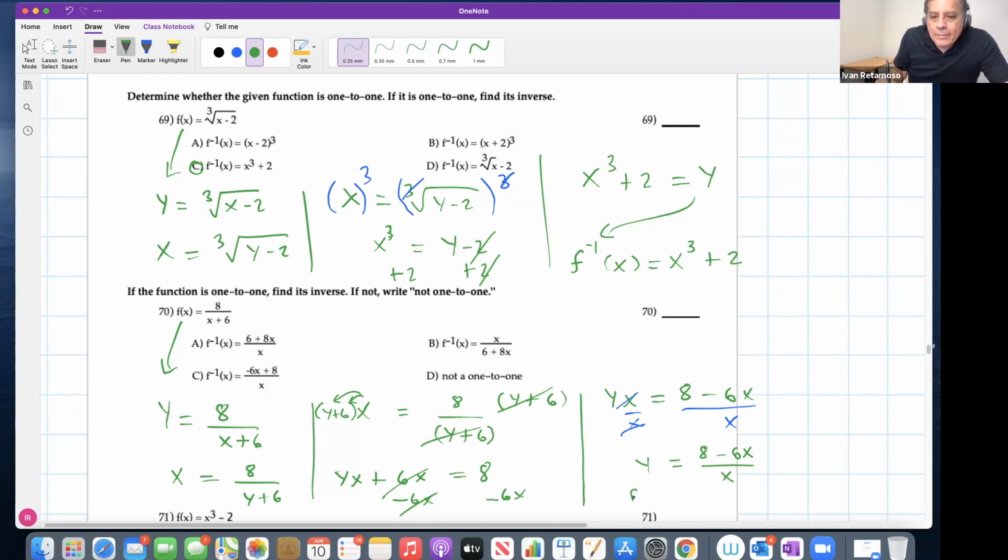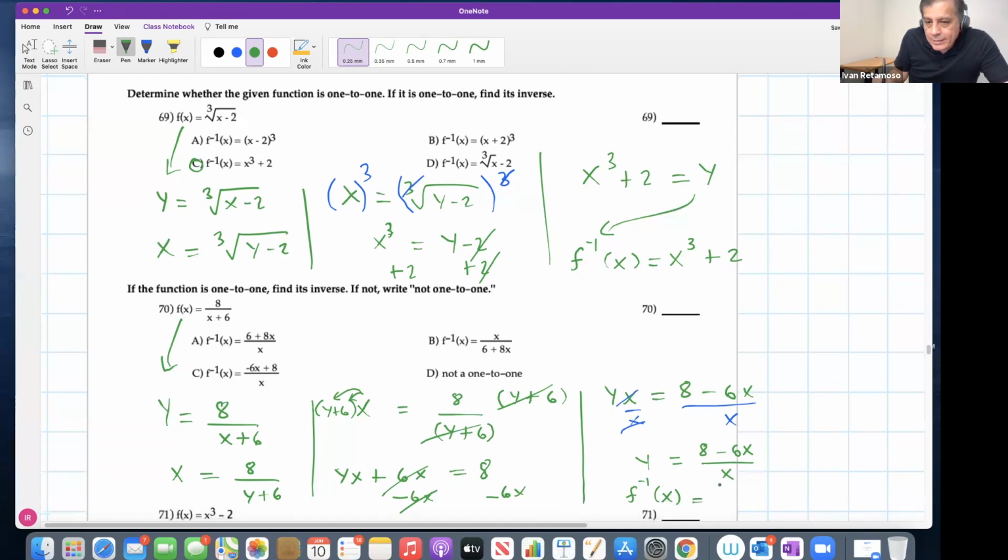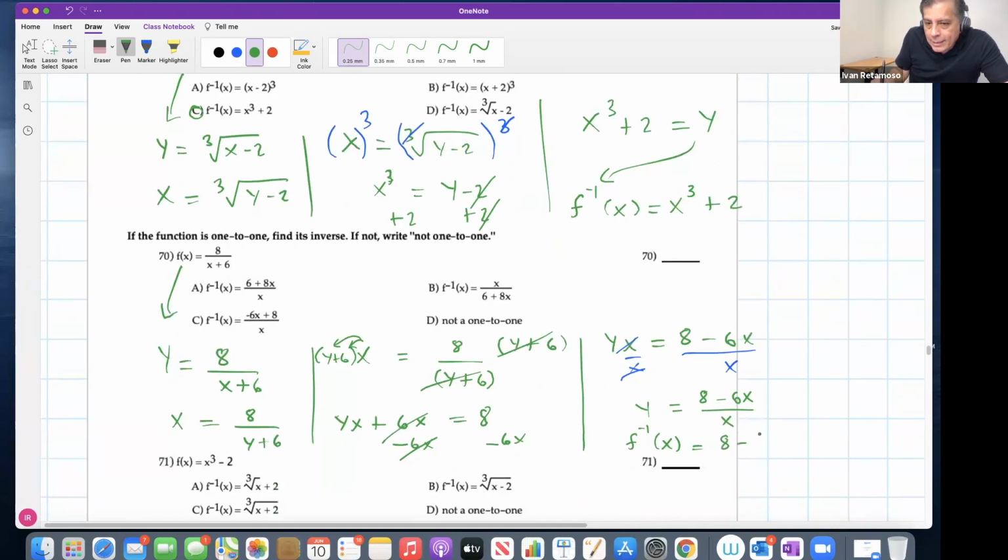Now, the final step is a presentation step. You change this y for f inverse of x, right? f inverse of x equals 8 minus 6x over x. Look for this among the choices, and clearly it is here, right? Minus 6x is here, 8 positive is here, and x in the denominator. So that's it, right? That was 470.